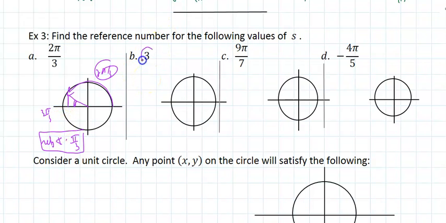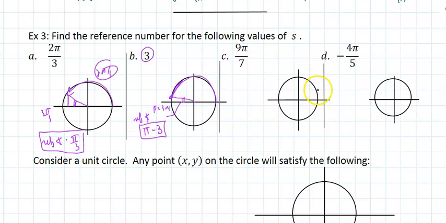What if it's 3 radians? Remember, pi is roughly 3.14. So if I run 3, I'm almost there. Almost. Well, what is this angle? Isn't that pi minus 3? That is my reference angle.